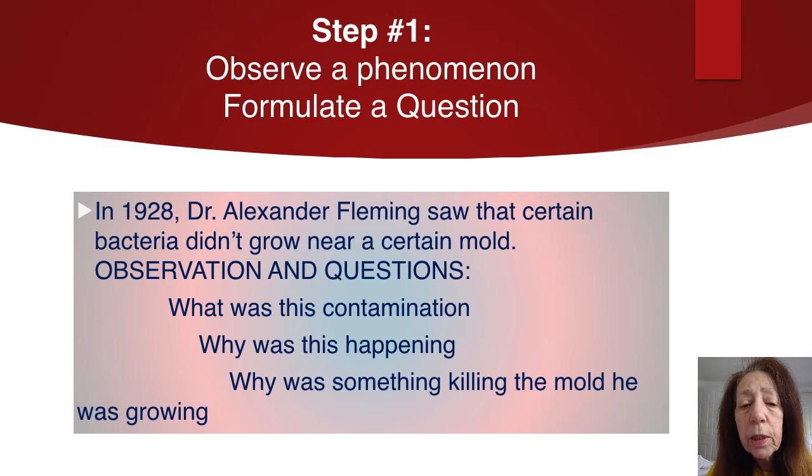So he asked questions. Why were certain parts of his bread contaminated, green, and others were not? What was happening? What was killing mold while something was supposed to be growing?